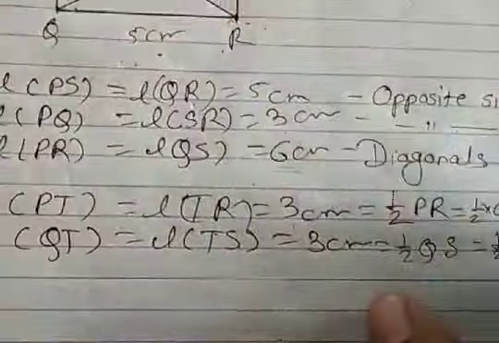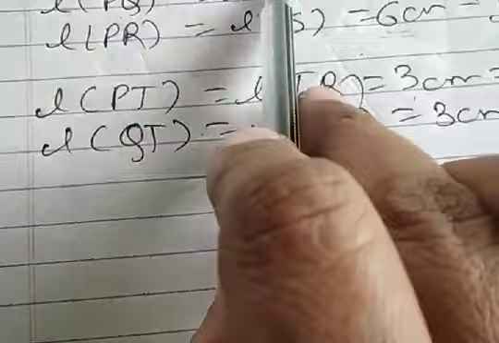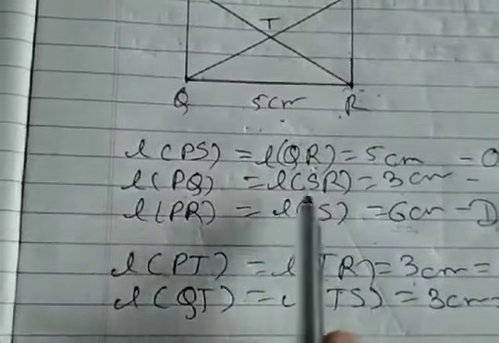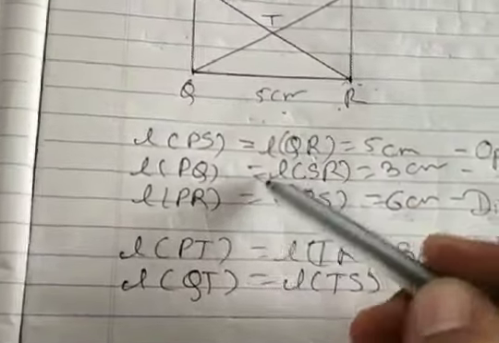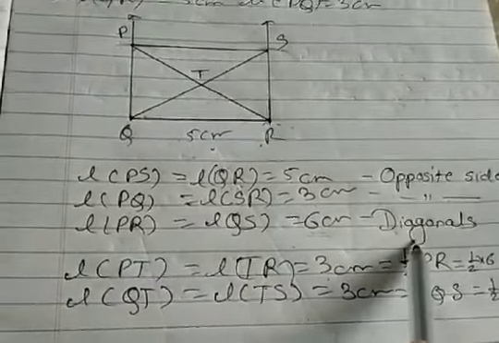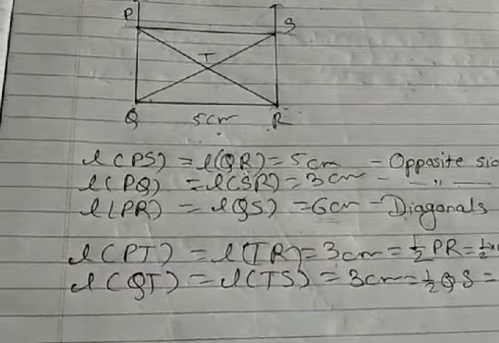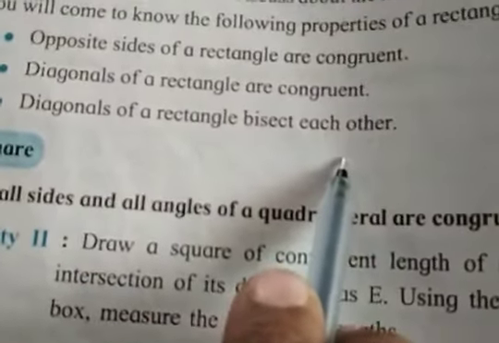So the properties we understood from this activity are, first, the opposite sides of a rectangle are congruent. If you see here, the opposite sides I showed, these are 5 centimeter, and these two opposite sides are 3 centimeter. They are congruent. I gave the equal to sign here in between. Then second, the diagonals of a rectangle are also congruent. Here I showed you the diagonals PR and QS are 6 centimeter, and they are also congruent. Then we see the diagonals of a rectangle bisect each other.